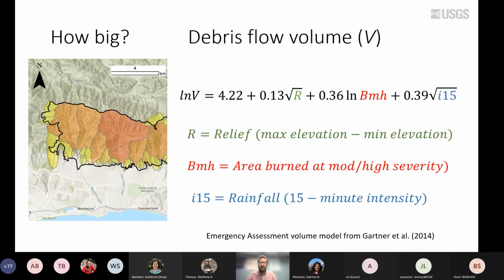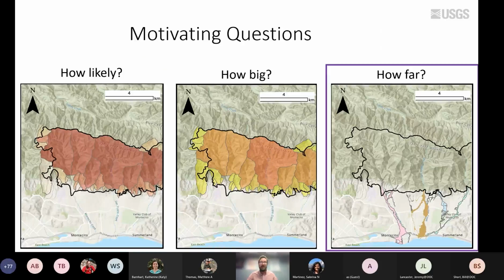But this model considers watershed relief, area burned at moderate and high severity, as well as peak I-15, or the rainfall intensity measured over a 15-minute duration. So we have well-established methods that can be used to answer how likely is a debris flow to occur and how large will it be, but we lack an established method that is frequently used in hazard assessment frameworks to predict how far will that debris flow go and who will it impact downstream.